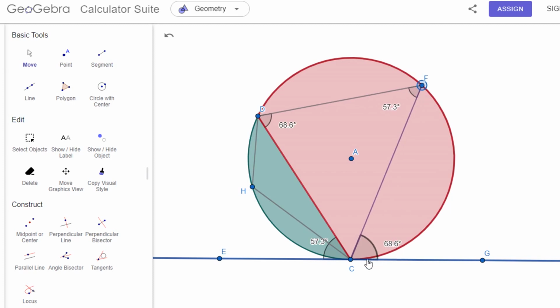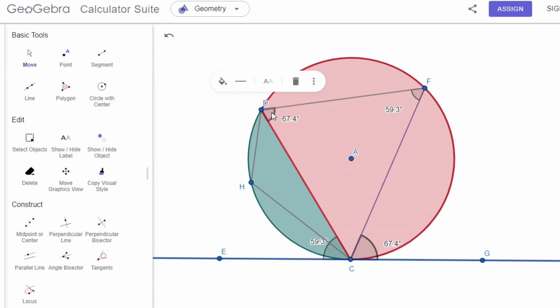So this also applies to this angle right here. So this angle is going to be equal to the angle formed by this chord in the other segment, which is D, here at D. So that's what the theorem means, as you can see.